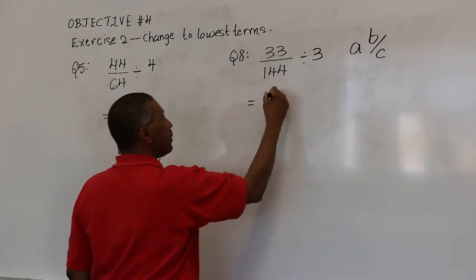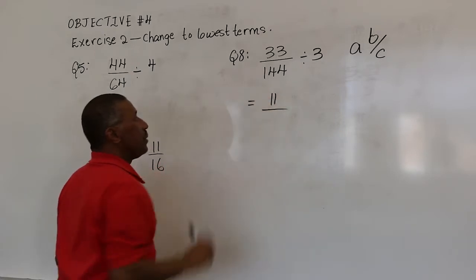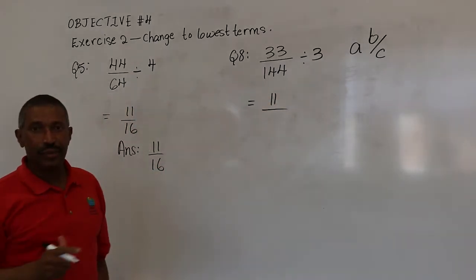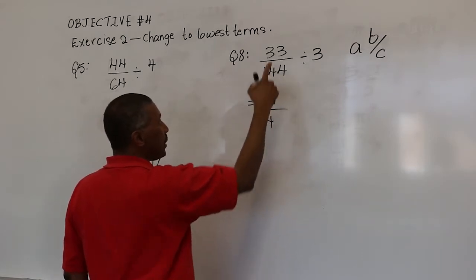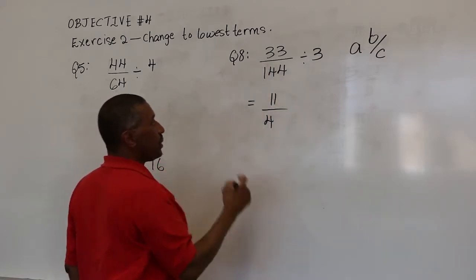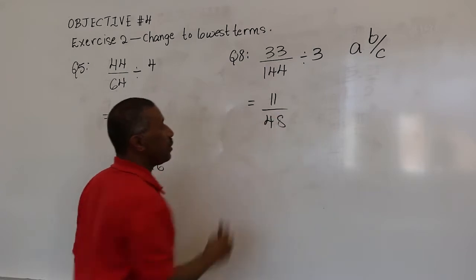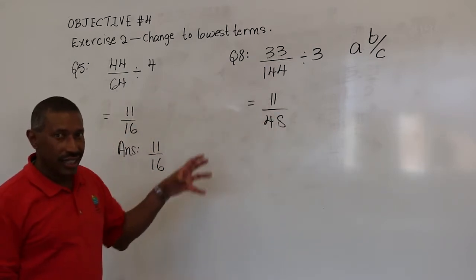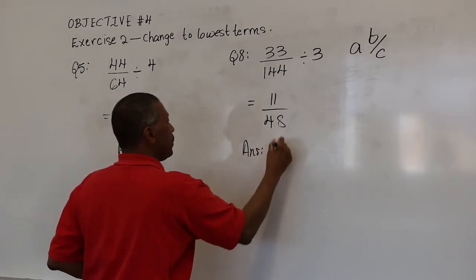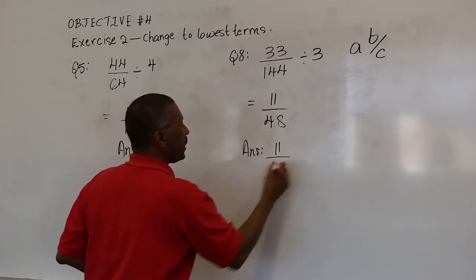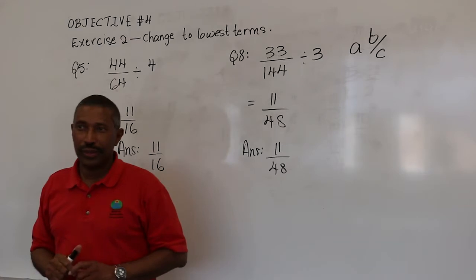33 divided by 3 will give us 11. 144 divided by 3 takes a little bit of doing. 3 goes into 14 4 times, so there's a 2 carry, and then 3 goes into 24 8 times. And look at that, nothing smaller now. So again, the answer for this one would be 11 over 48 in lowest possible terms.